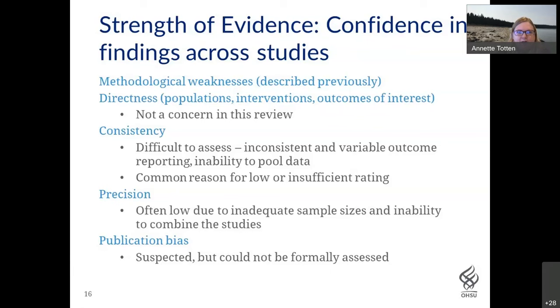We look at the precision of the outcome estimates. That is, how stable do they look? Are the sample sizes adequate? Are they statistically significant? How wide are the confidence intervals? And then we try to think about publication bias, but it's a very hard thing to measure. And this is the idea that people tend to publish studies with positive results, and don't necessarily publish studies with either negative results or findings that things are equivalent. If you go to the next slide.